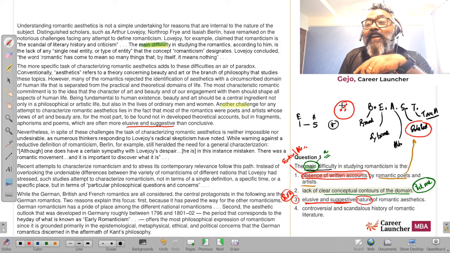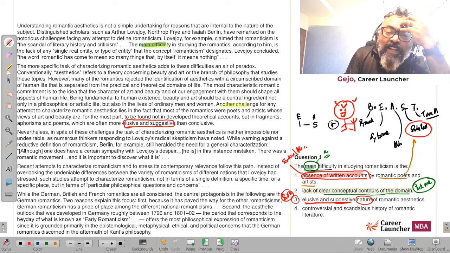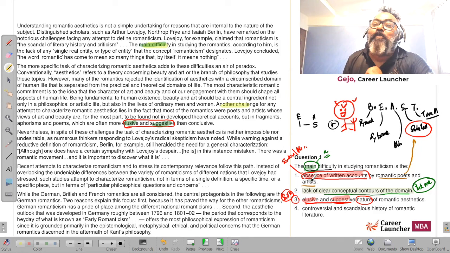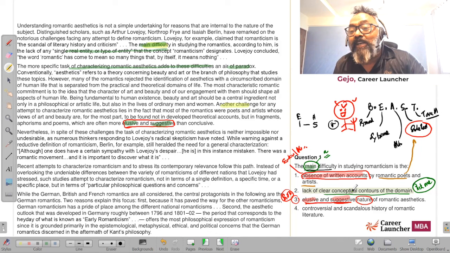We have got an evil question setter trying to trap you, saying that, look, I am going to put main difficulty, but I'm going to put the exact same in this. In many cases, I will put the exact words. I will not even change elusive to something else. I'll not even change suggestive to something else. I'll put the exact word here. I know that some people will not read the question properly. The main difficulty is this. Is a lack of a single real entity. Those are the main difficulty. Add to these difficulty, the main difficulty mentioned is lack of clear conceptual contours and not this particular part.